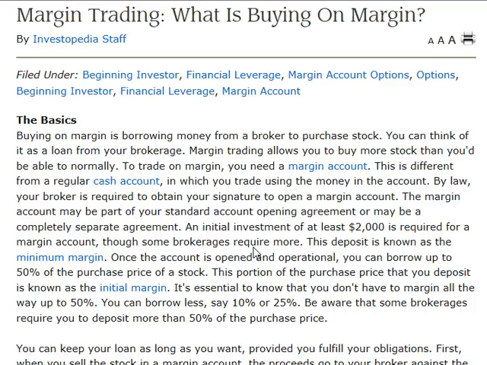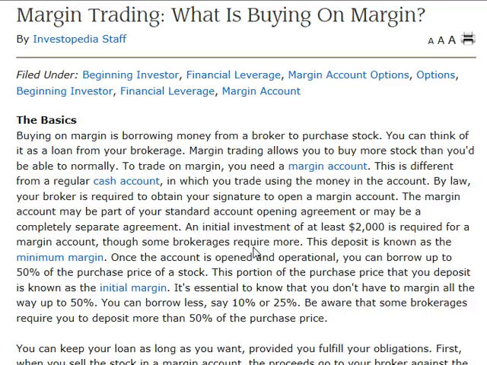Now, this allows you to be a successful day trader because you can buy and sell, quickly getting in and out of positions. However, you're still limited by the day trader rule. But before we even go into that, that's what margin is.